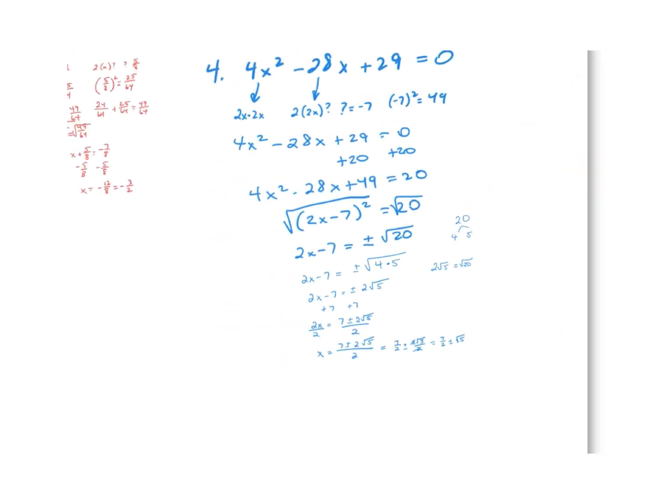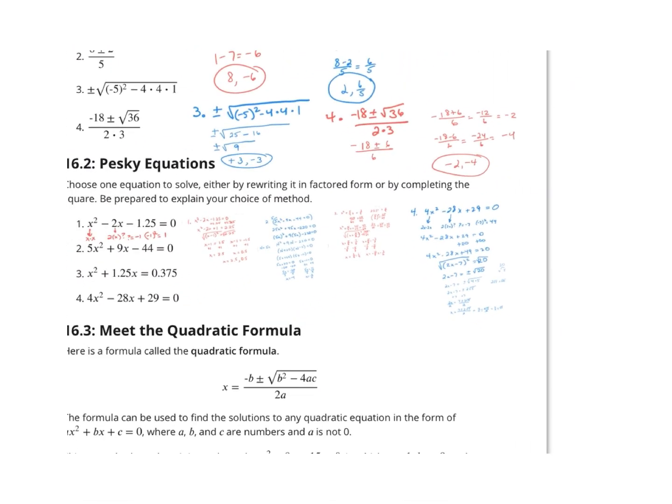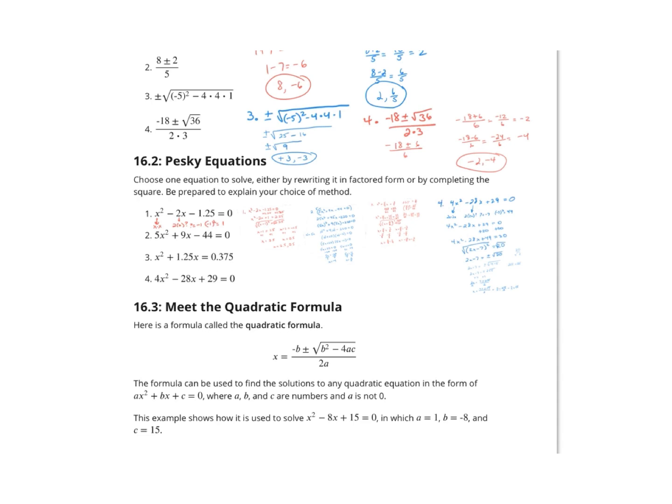So some things that you may have noticed when you were solving each of these is that it was not easy to do these, right? Sometimes you ended up with decimals, sometimes you ended up with fractions, sometimes you ended up with an irrational answer. So factoring and completing the square was not necessarily the best way to go. It was a little cumbersome.